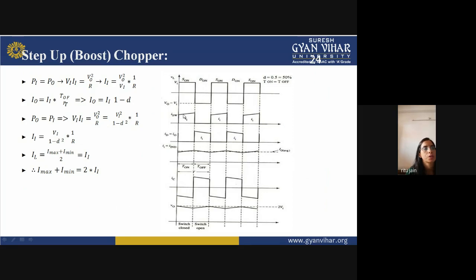So the switch current is flowing when the switch is on. When the switch is off, the diode is on, the current is flowing through the diode, and you are getting this output voltage waveform, which is higher than your input voltage. So from the equations, you can see that the output power is equal to input power.